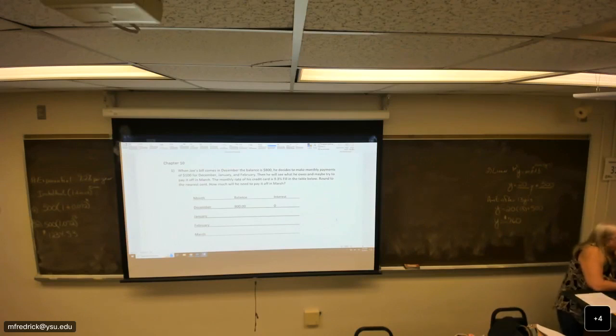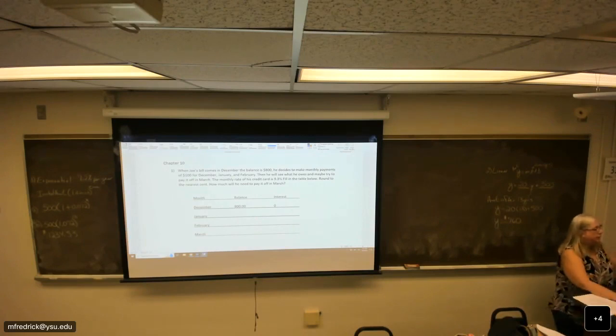When Joe's bill comes in December, the balance is $800. He decides to make monthly payments of $100 for December, January, and February. Then he will see what he owes and maybe try to pay it off in March. The monthly rate on his credit card is 9.3%. Fill in the table below. Round to the nearest cent. How much will he need to pay it off in March?